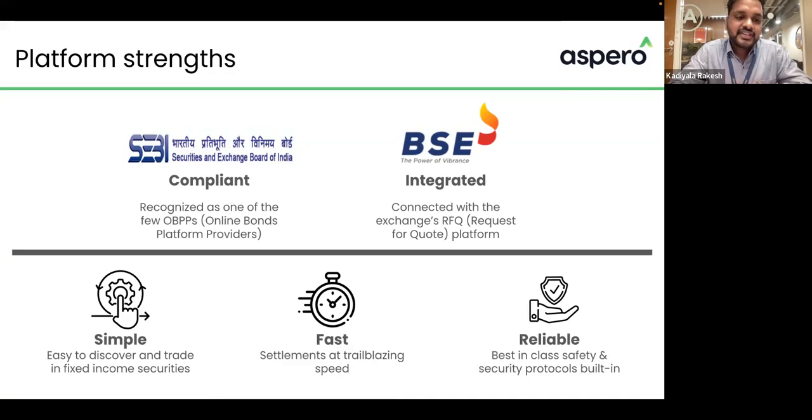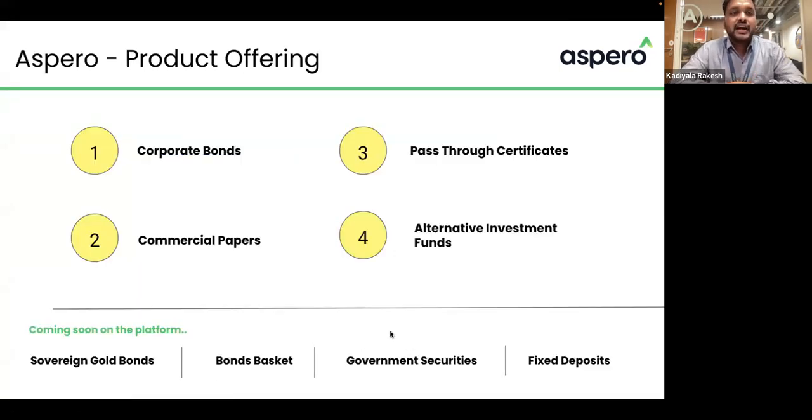Yeah, so it is very simple, fast, and reliable through the platform. And coming to Aspro here, these are the current products: corporate bonds, pass-through certificates, commercial papers, alternative investment funds. These are the current products which we are offering. And soon we are coming up with sovereign gold bonds, bond basket, government securities, and fixed deposits.